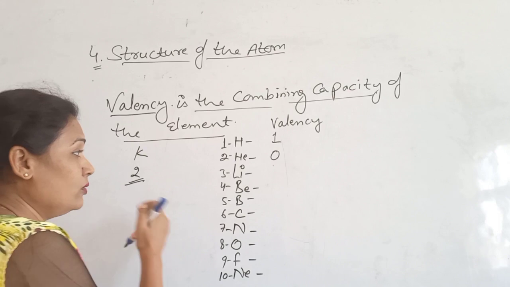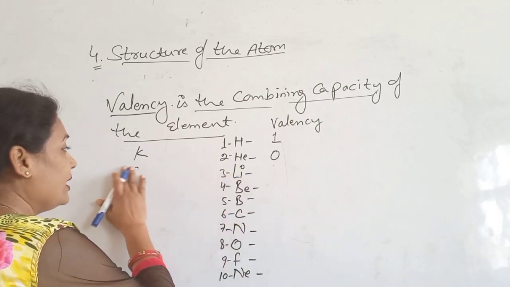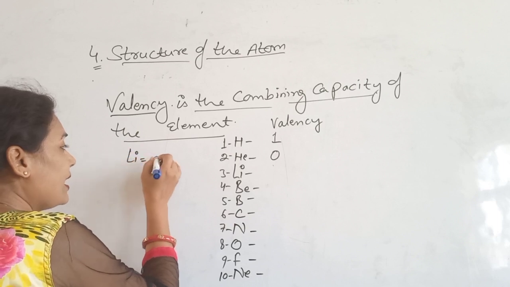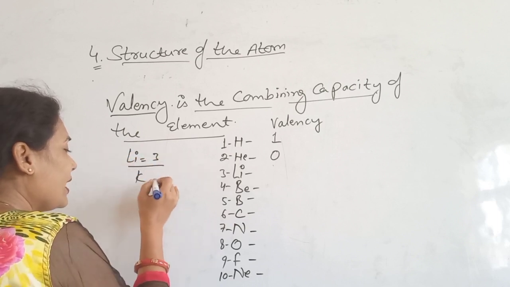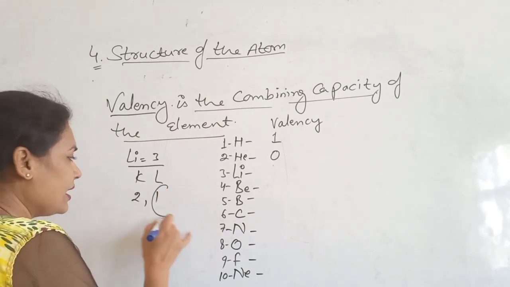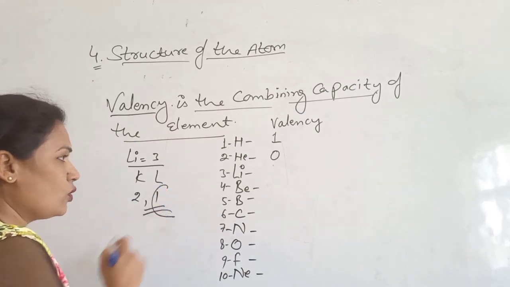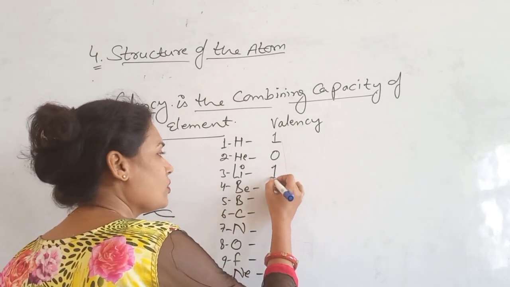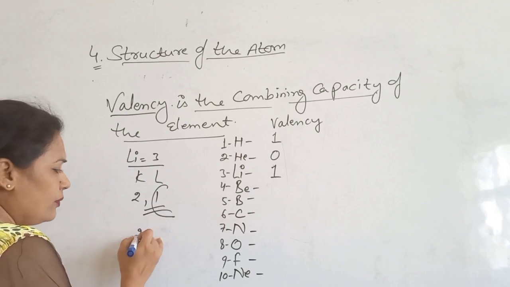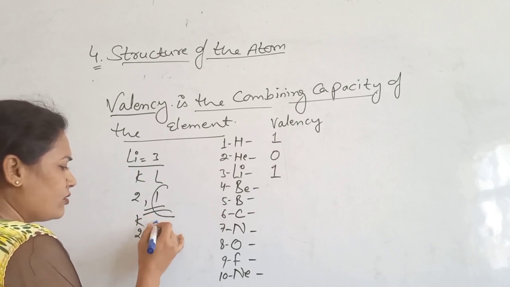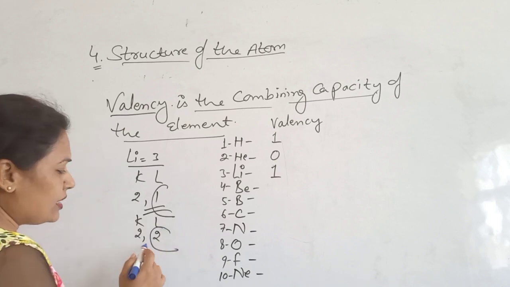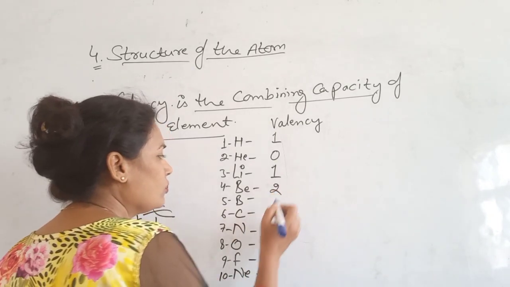Let us find out how. Helium we have completed, third is lithium, which we will take. Lithium has 3 electrons, so we will write K L as 2 and 1. It means it can lose 1 electron, so valency is 1. So lithium has valency 1. Then beryllium has 4 electrons, it means 2 and 2. K shell 2 electrons, L shell 2 electrons. It will lose 2 electrons, it means its valency is 2.